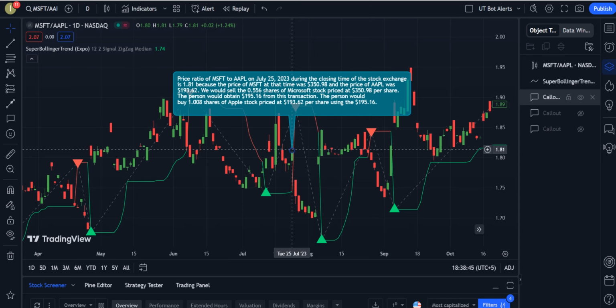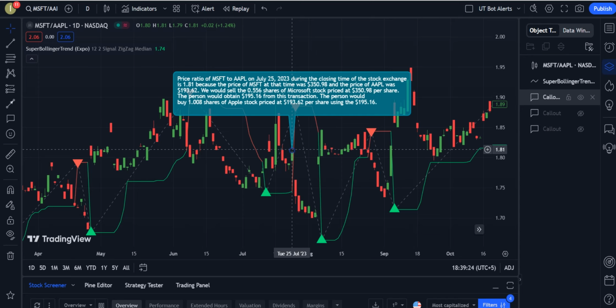So as you can see here, we obtained a slightly greater number of Apple shares by trading the price ratio of Microsoft to Apple, and we're able to obtain this additional fractional share of Apple stock because of this trading strategy that we have utilized. So over a period of a month and a half, we were able to obtain 0.008 shares of Apple stock at no additional cost.